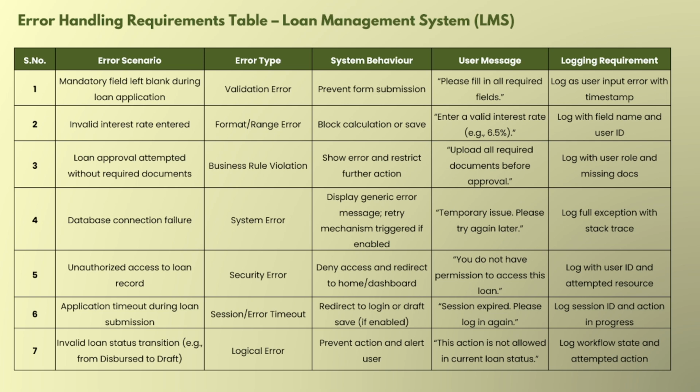Actually we write down the error scenario, then error type, then system behavior, user message, then logging requirement. So I'll take only the first one, then the rest you can see by pausing the video. Mandatory field left blank during loan application, means the type of error is validation. So what is the system behavior? It is preventing submission, means the form is not getting submitted.